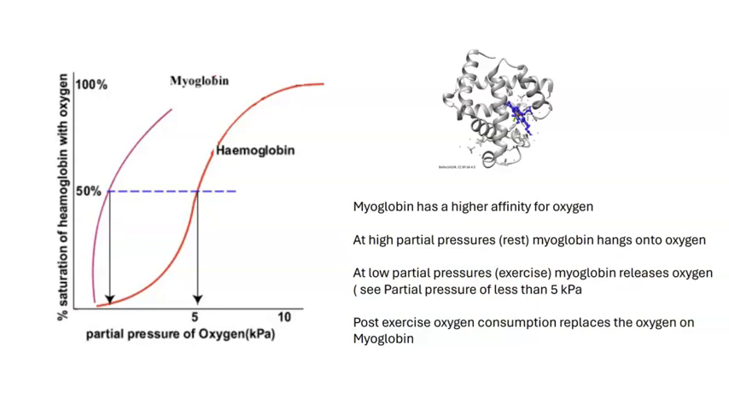Myoglobin is found in muscle, and this pigment stores oxygen. Now, myoglobin is responsible for the red color that we see in skeletal muscle.